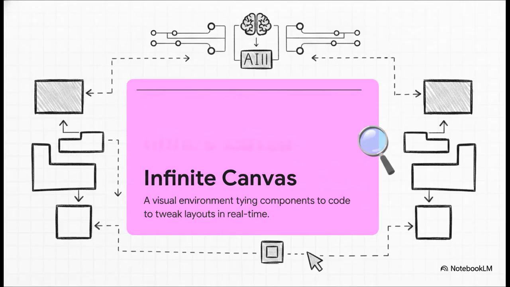And this brilliantly illustrates the infinite canvas. Think of it as a visual development environment that ties visual components directly to the underlying code. You aren't just staring at a text box, you have a high-fidelity design playground where you can visually tweak layouts, drag elements around, and critique the design. And as you make visual changes on the canvas, the AI agents update the code pipelines in real time. It is literally the ultimate expression of designing and iterating without ever having to touch a line of syntax yourself.